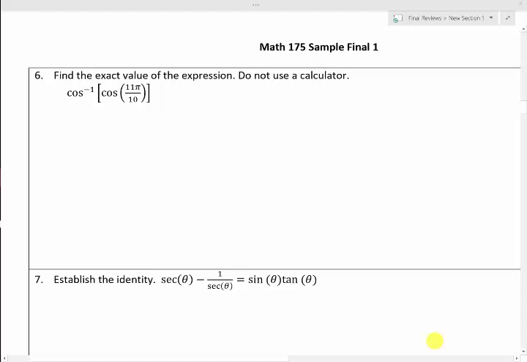So we'll have to remember the range for cosine inverse. Well, for cosine inverse, the range is the first and the second quadrant. Now, if we were to draw that out, we could just draw something like this to remind us. Well, we need to check 11 pi over 10. So is 0 less than or equal to 11 pi over 10 less than or equal to pi? Because that's where the first quadrant starts and the second quadrant ends.